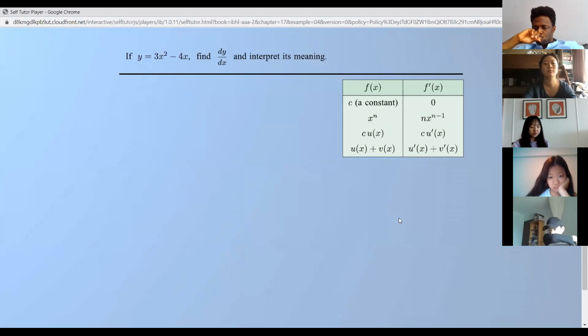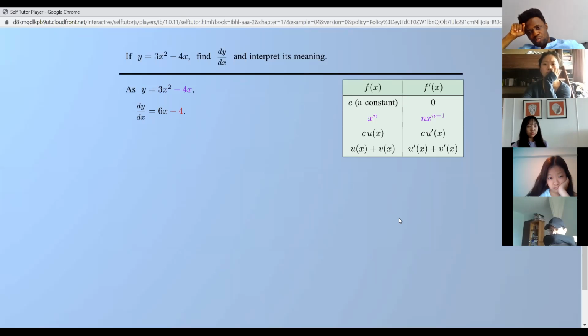We still find the derivative term by term. The derivative of 3x squared is 3 times 2x, which is 6x. We can perform this in a single step by multiplying the constant by the power of x, then subtracting 1 from the power. The derivative of minus 4x is minus 4 times 1x to the 0, which is just minus 4. Having found the derivative function, we can interpret it in 2 ways.